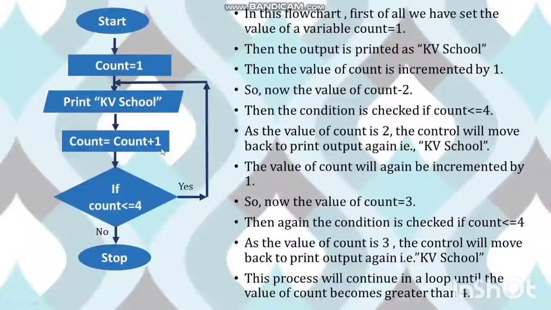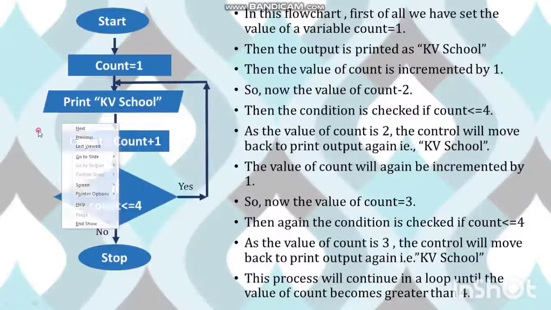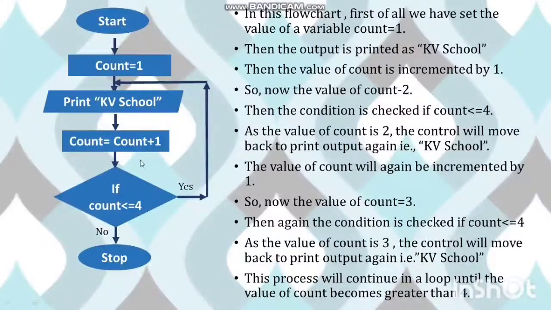Again the count value will be increased at this place. The count value which was 2 earlier, now it will become 3. Again it will come to the decision box. Is 3 less than 4? Yes. Again it will go up and again it will print KB school. So the third time also it has printed. Now again the value 3 is incremented to 4 and then again it comes to the condition. Again it will check, is 4 less than or equal to 4? Yes, it is equal to 4.